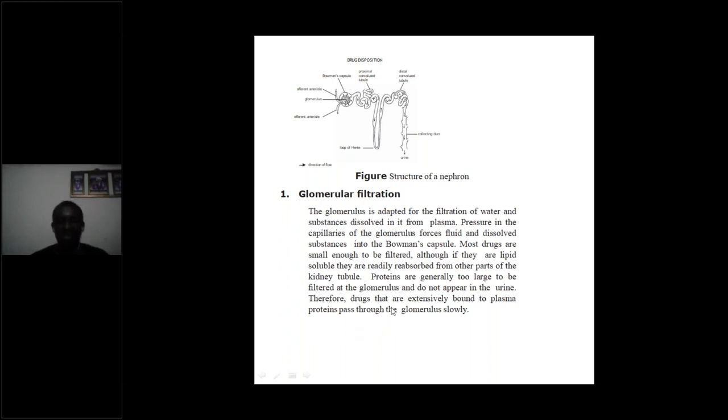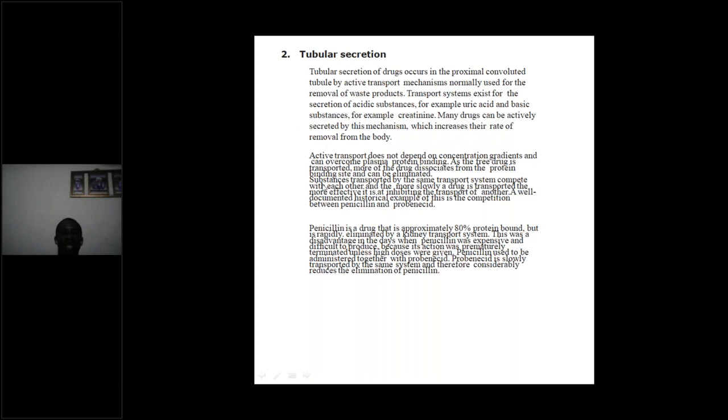Another thing is drugs that are extensively bound to plasma protein. We've already mentioned that some drugs like binding to plasma protein. Because of that, they will be filtered through the glomerulus very slowly, it will take time. So you read all these: tubular secretion, tubular reabsorption. Because of our time, let's look at other routes of excretion.